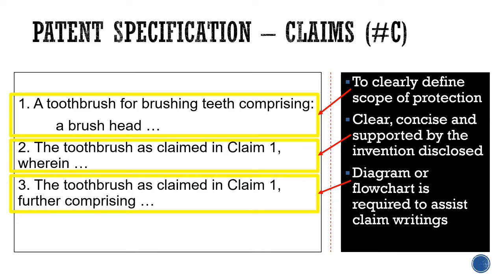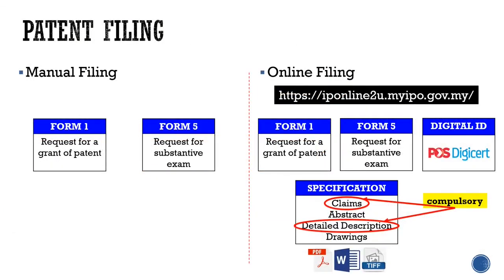You will also need your diagram, flowchart, or any graphical views to assist your claim writing. Other items that are not part of the invention must not be mentioned in the claims, but can be mentioned in the detailed description. Now that our patent specification is complete, we are ready to file our invention.